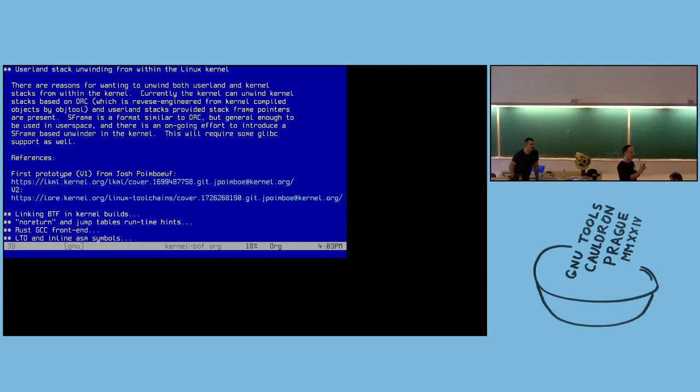But actually, I don't want to talk about stack unwinding in the kernel. My question was, could I replace it with ORC? No. ORC, here, is okay. We may in the future, who knows? Josh is right there, he's the author and maintainer of ORC. So if this becomes a normal standard feature, why not use it in the kernel as well?